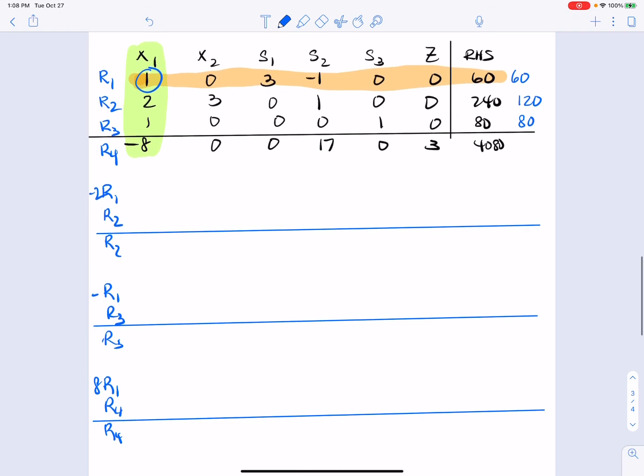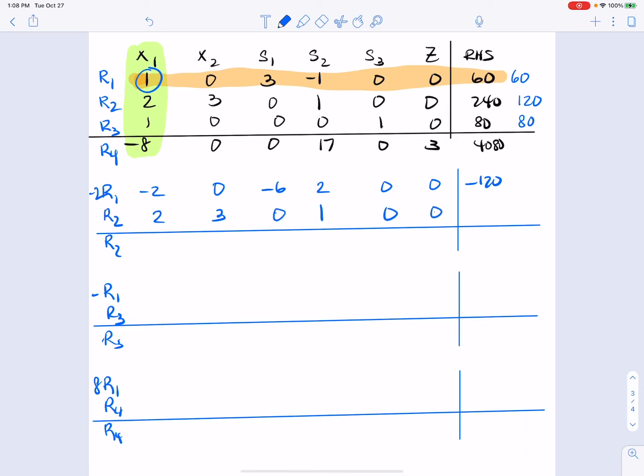So just writing down these numbers. So -2 R1 would be -2, 0. I'm just going to speed through this. You can pause if you want to do this on your own. And I'm just going to draw the little vertical line here. Okay, and that be that. R2 is this. And if we add them together, we get this. Okay, so there's our new R2.